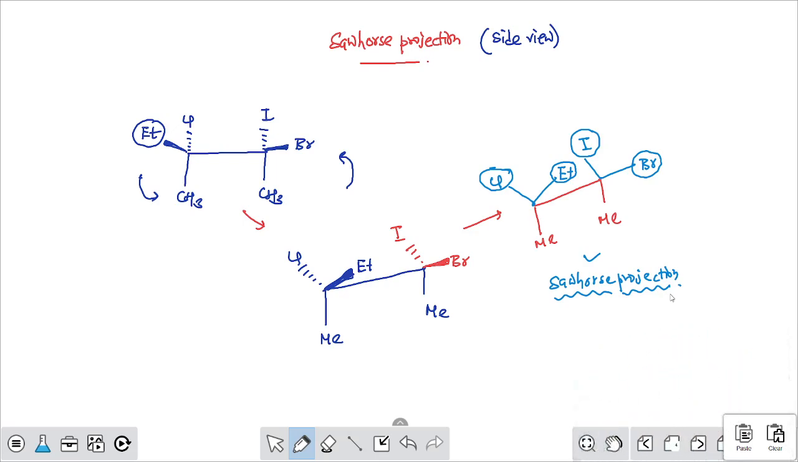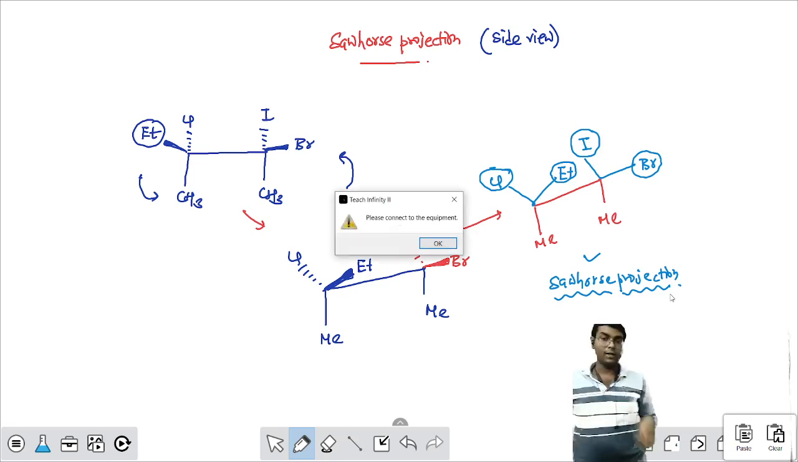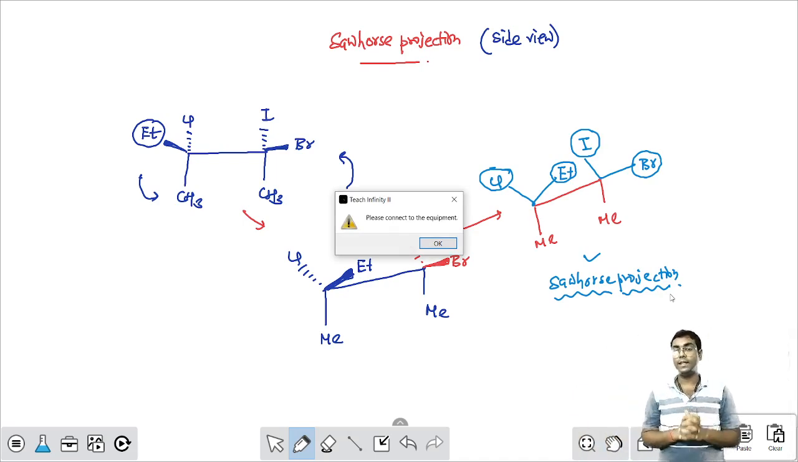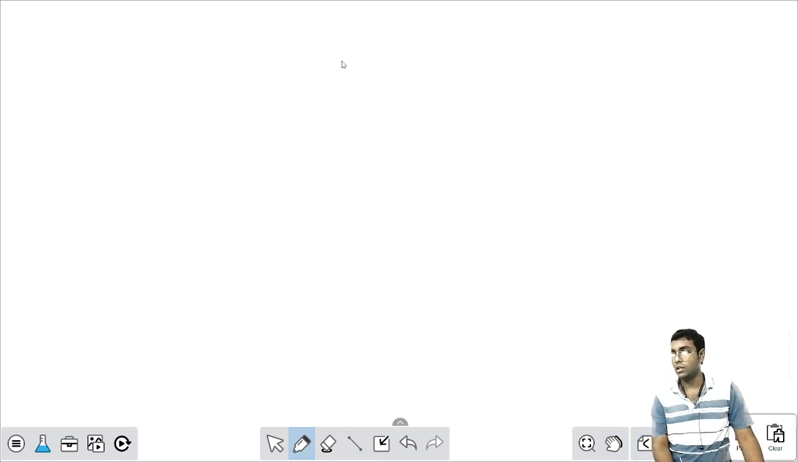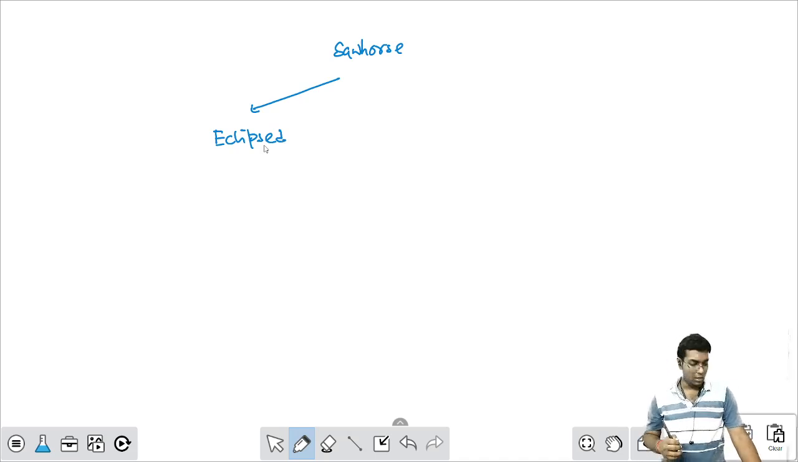Now there are two types of sawhorse projection possible: one is eclipsed and one is staggered. So we have to look at eclipsed and staggered, and then we will move to the next concept, how to convert it. Okay, so there are two types of sawhorse possible. One is called eclipsed. From the name itself, you can think that eclipse means one over another, right? And staggered means the opposite one. So we will see in the molecule, then it will be clear.